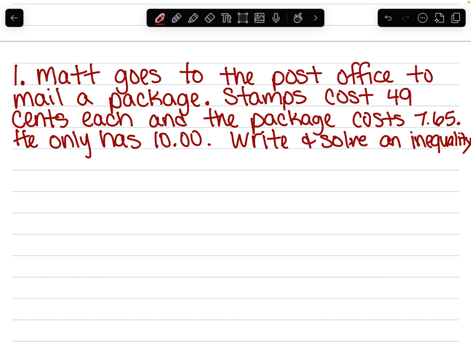So the first thing they tell you is that it's going to be $7.65 to send this package, what should I start with? $7.65. Okay, so first thing I'm going to write down is $7.65. And then I have to put stamps on there to mail a package, correct? So what operation would I show to do that? Plus. How do I show 49 cents as a number? 0.49. And they're 49 cents each, so what should I put right after the 49? x, right? Because every stamp costs 49 cents. We might have to use 2, we might have to use 3, we really don't know.